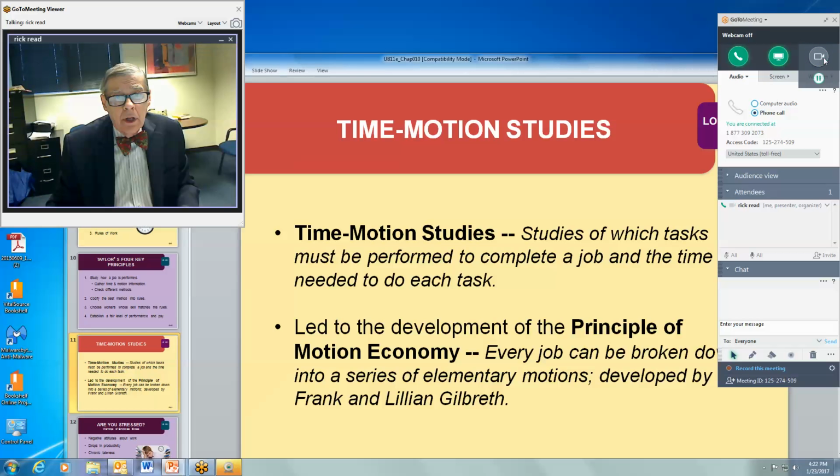Taylor's work led to what's known, see here on the slide, as time and motion studies, popularized by two people, a married couple, Frank and Lillian Gilbreth, who had a book written about them called Cheaper by the Dozen. That's because they had 12 children. And they were so successful with their methods that when Frank died early, Lillian kept the business on, which was very unheard of for women in those days. I'm not saying there weren't women doing that, but it was unheard of for women to do that.